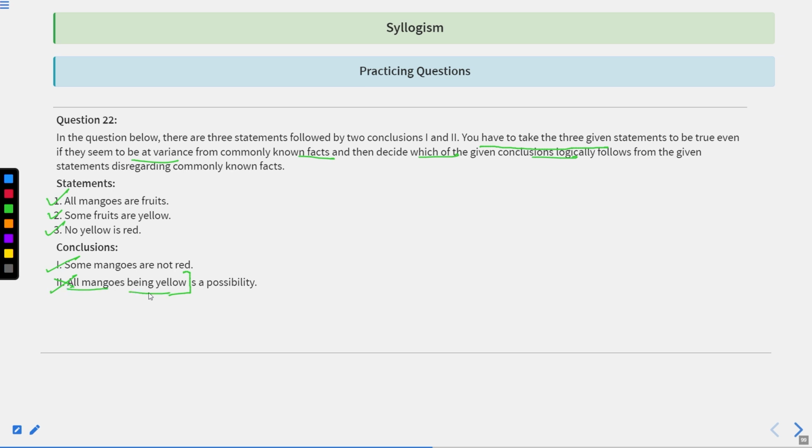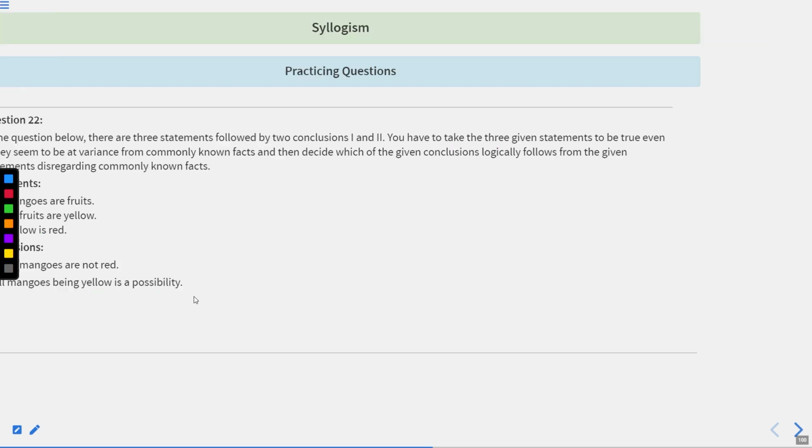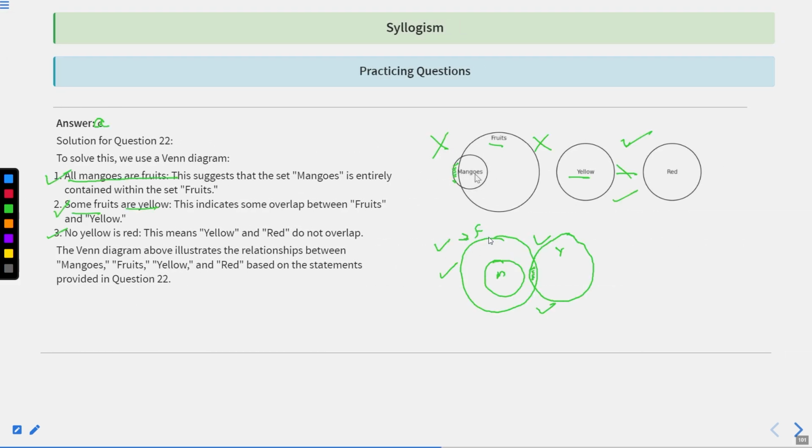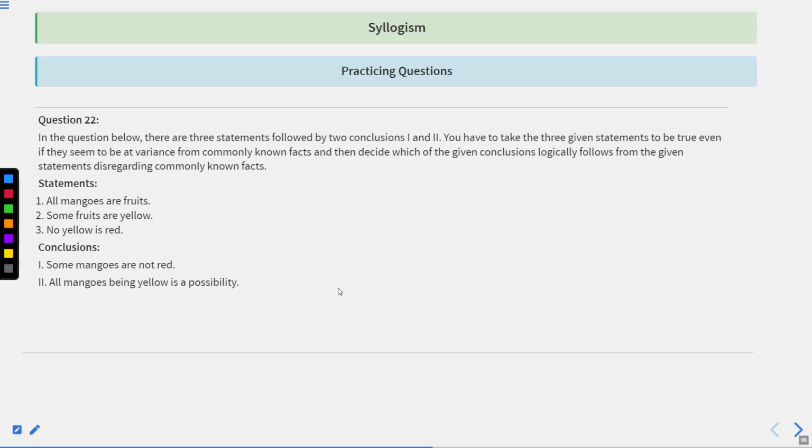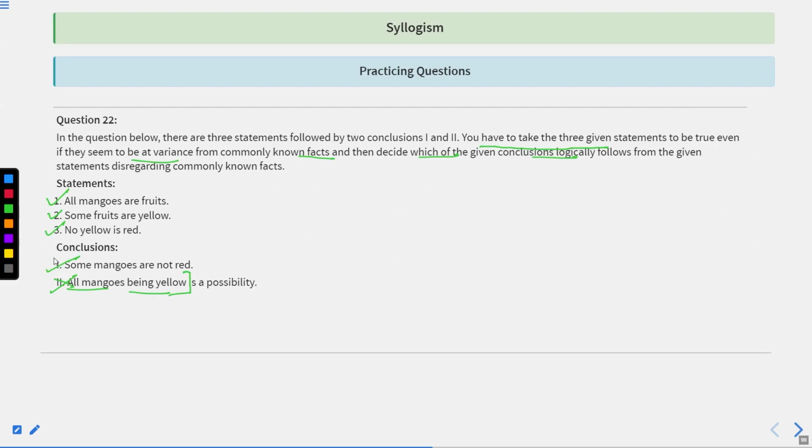This particular conclusion, how can we say that it is a possibility? Because there are certain fruits which are yellow, meaning this diagram could also have been represented in such a manner that the mango portion should have been inside the yellow circle also. But since there has been no statement which says that this could have been a possibility, if we take it in a direct sense, only conclusion 1 will follow.